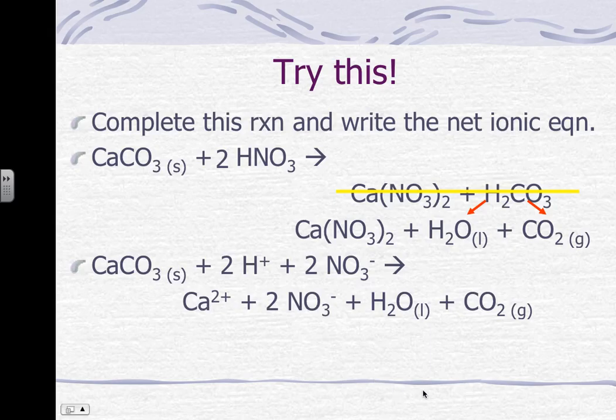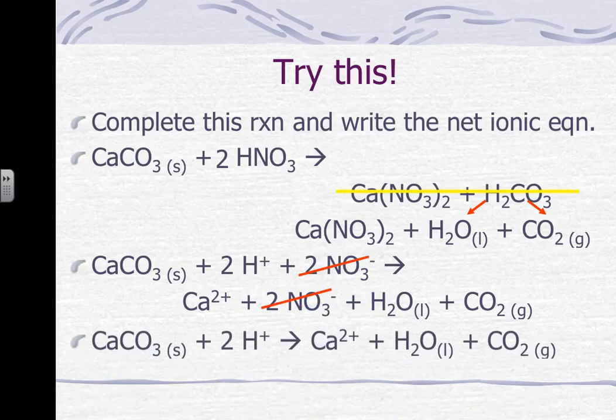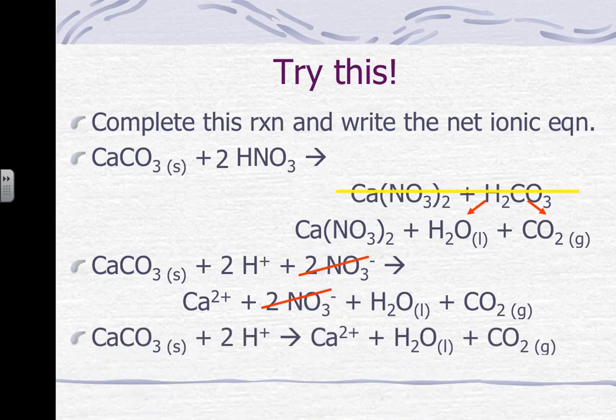And so again, you take a look at this. This is your complete ionic equation. And now we want to cancel out spectators. So what spectators do you see? Nitrate, out of there. And that leaves us with our final answer, which would be solid calcium carbonate reacts with 2 ions of hydrogen. And that's going to produce calcium ions, water, and carbon dioxide. And that's all she wrote.